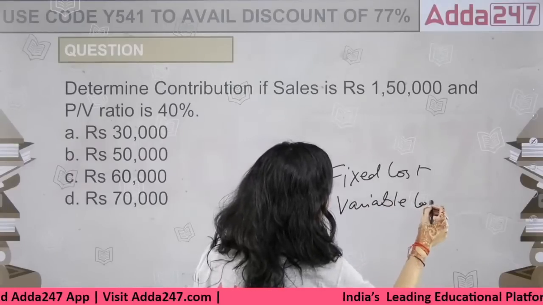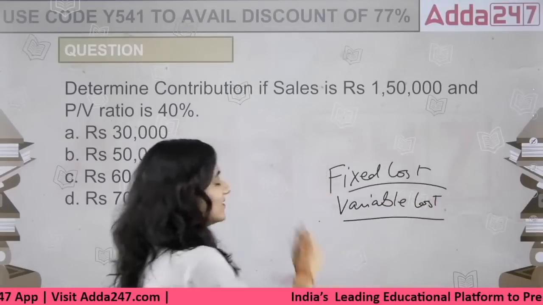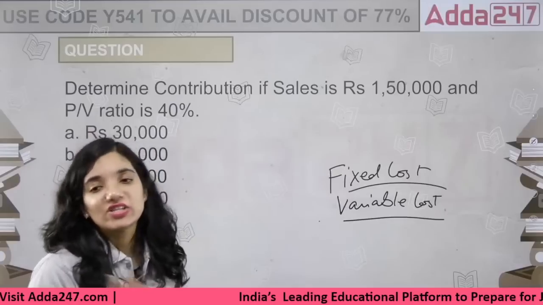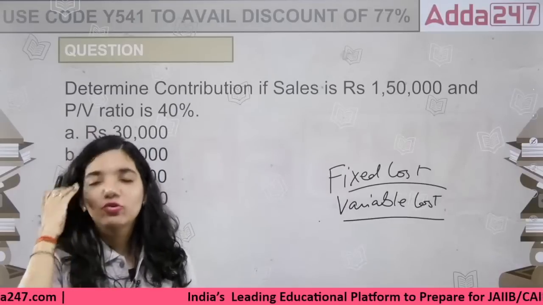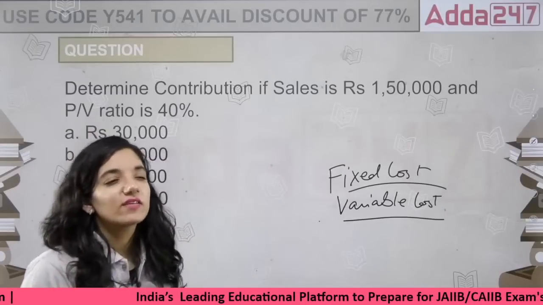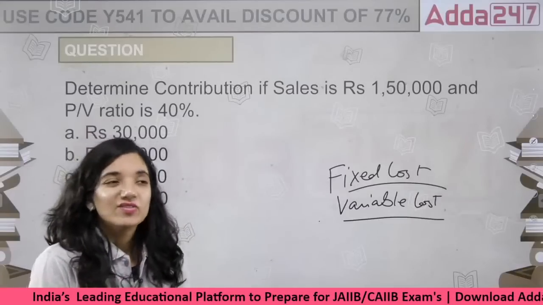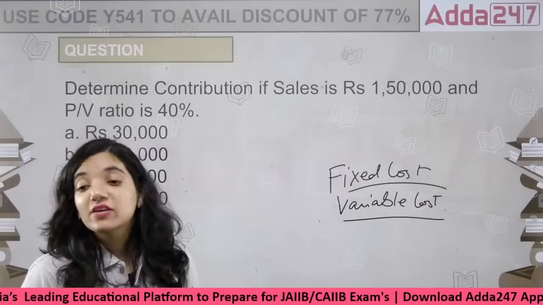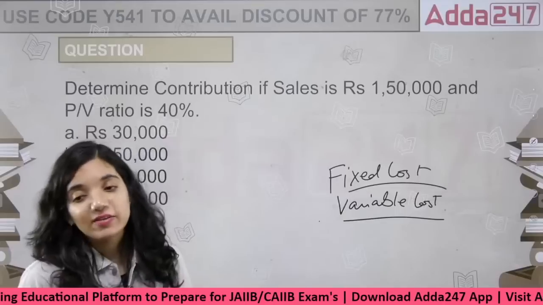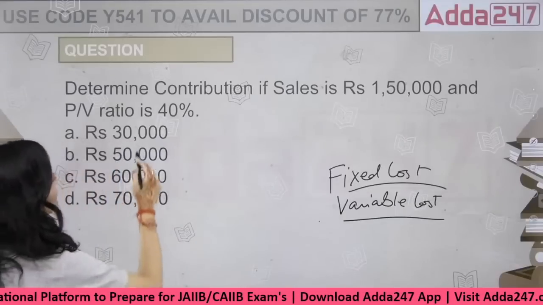the period of time. This kind of question was asked in the examination in the previous years, so that's why I'm covering this portion. This is a part of more or less costing, but still covering it because such questions have been asked in the previous examinations, right? So it's always better to go through it. Determine the contribution if the sales is 1,50,000 and the PV is 40%. So what would be the answer here?